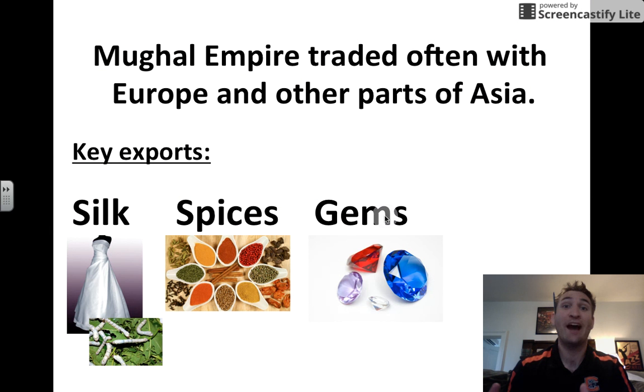Did the Mughal Empire trade with Europe? The answer is yes. The Mughal Empire traded often with Europe and other parts of Asia. There were 3 key exports that the Mughal Empire sent out: silk, spices, and gems.